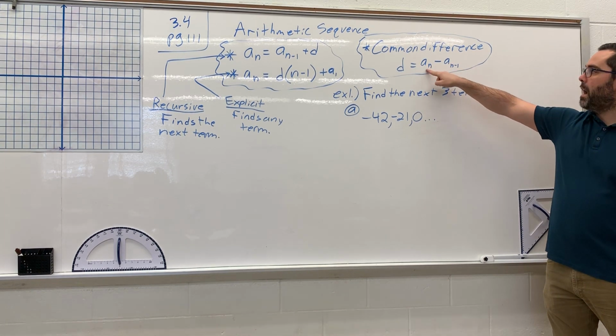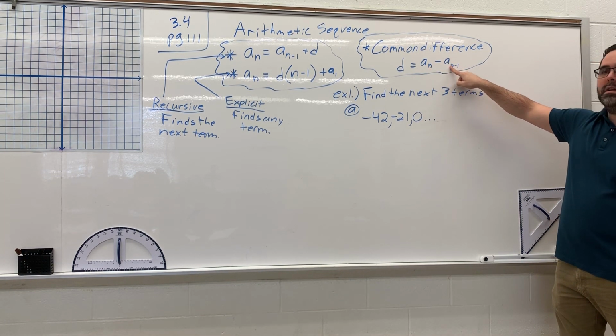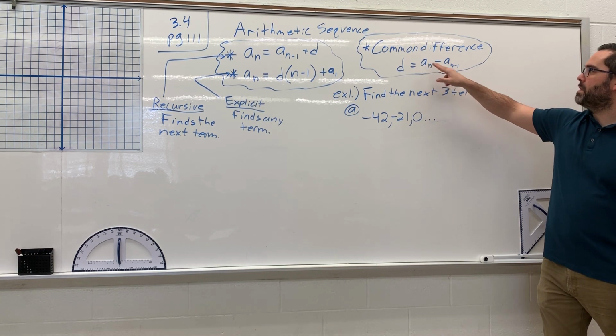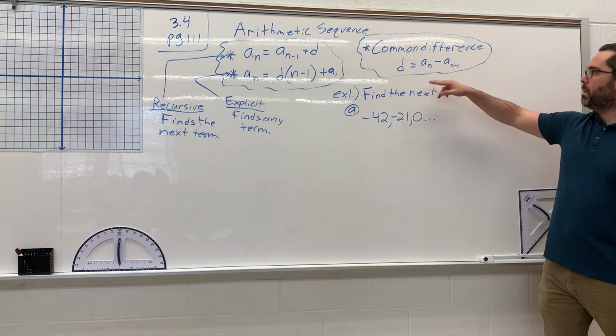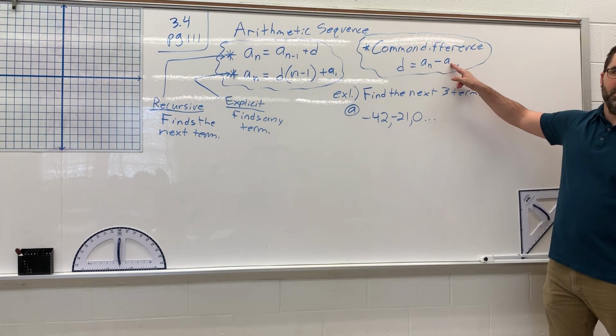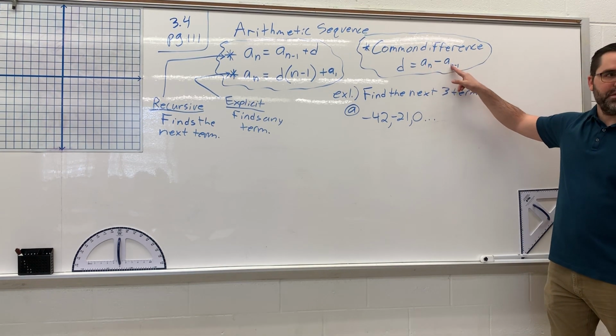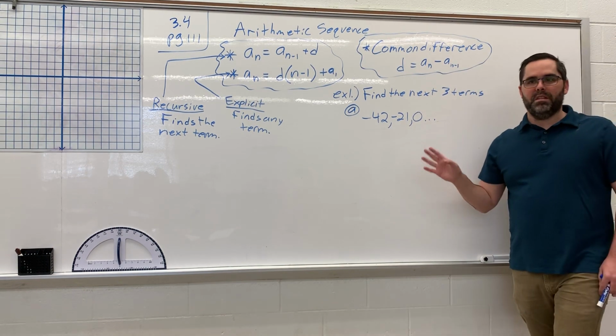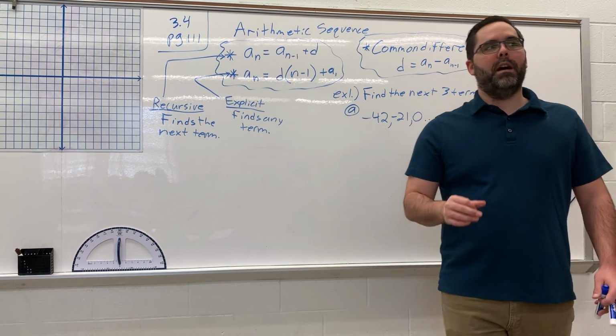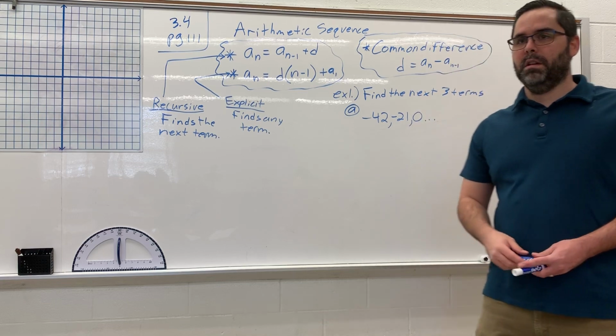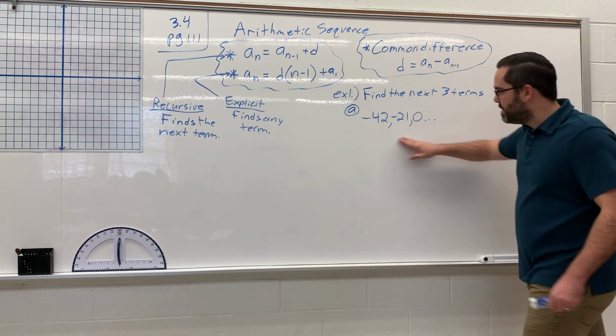So if this was the second, A sub 2, what would this be? A sub 3. A sub 1. A sub 1. All right. So this means the second term minus the first term, or the third term minus the second term, or the 10th term minus the 9th term. Any term in the sequence minus its previous term will find our common difference. All right. So what is the common difference here?